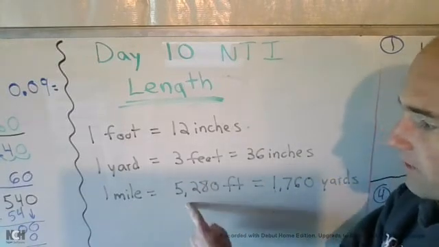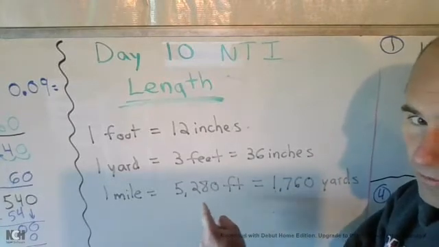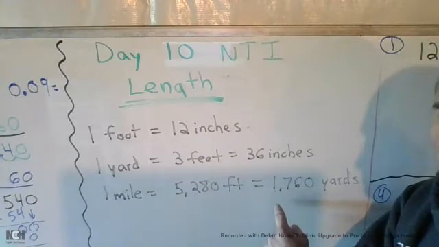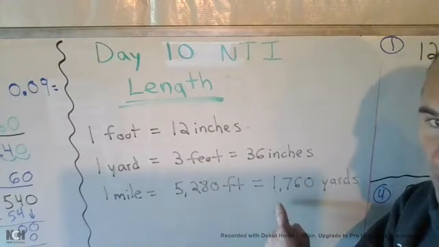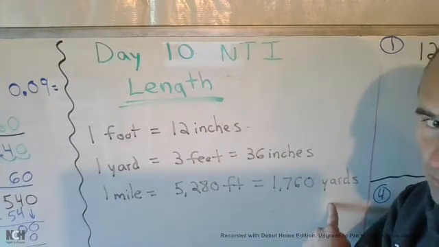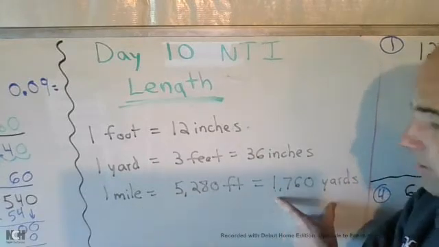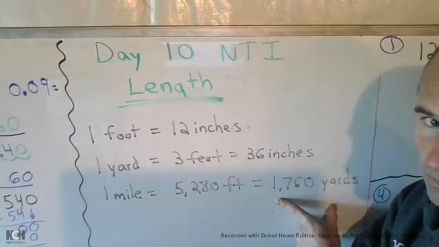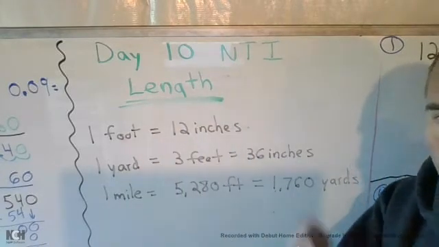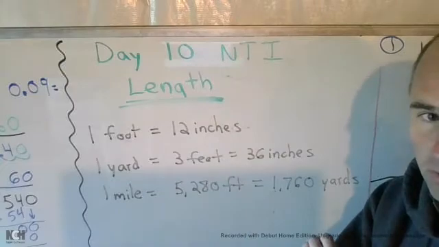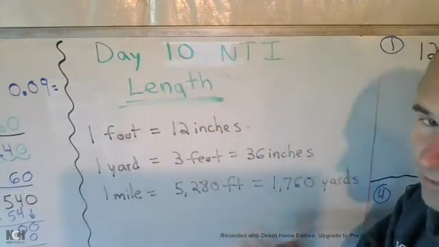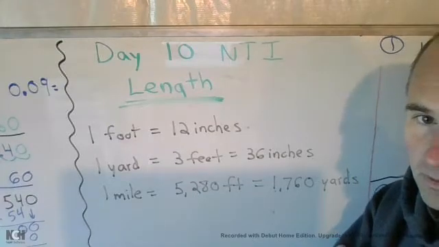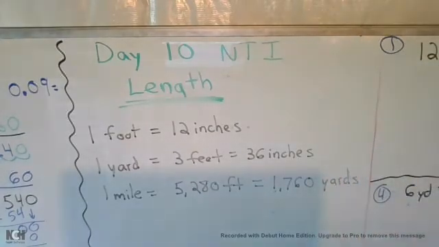1 mile is 5,280 feet, which also therefore means it's 1,760 yards. So 1 mile is 1,760 yards. So take time, record. You're going to want to write this down because you're going to need all of this information for the problems we're about to do. So let's start us off on number 1.